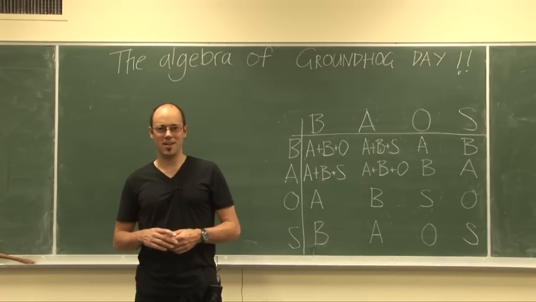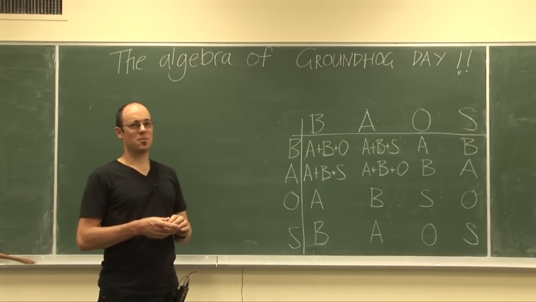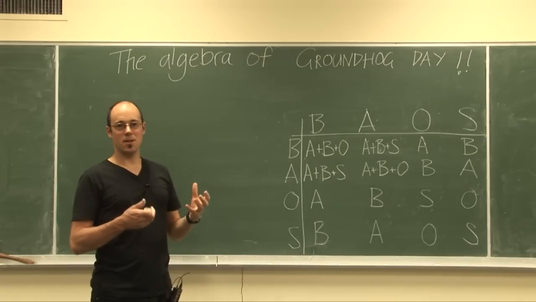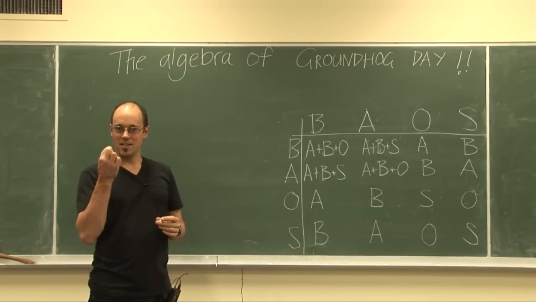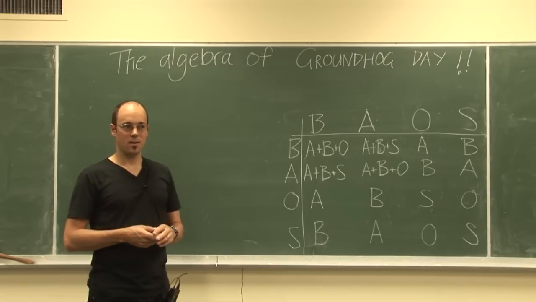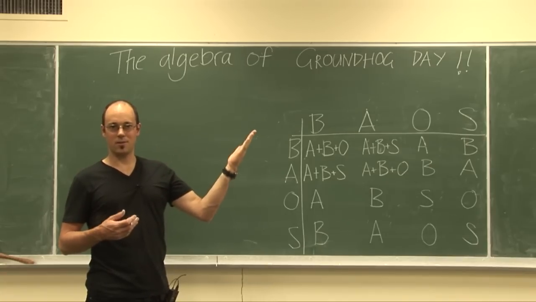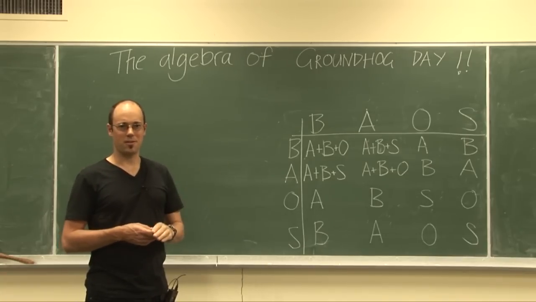And we're going to talk about the algebra of Groundhog Day, the movie. So what do I mean by this? We're going to talk about an algebra that might be used to model instantaneous events, so events that occur as an instant in time, but which occur on some periodic timetable. So for instance, something that might be scheduled to occur at 3 o'clock in the afternoon is going to occur at 3 o'clock every day.